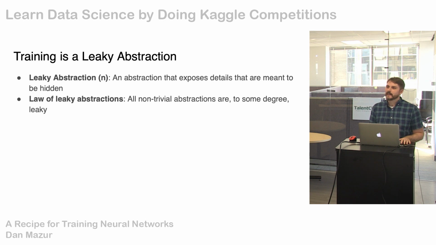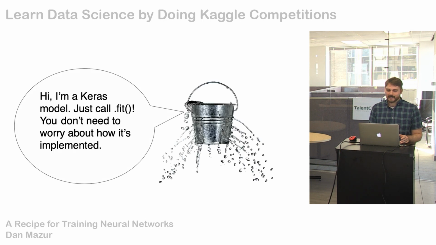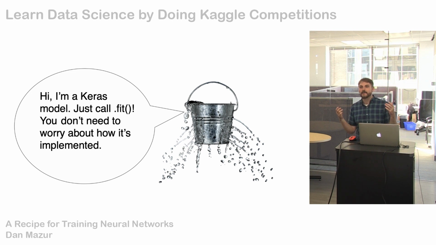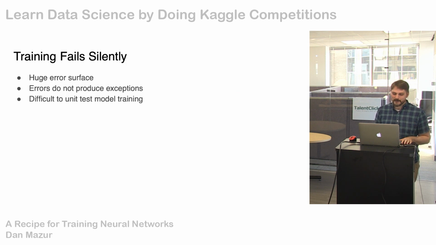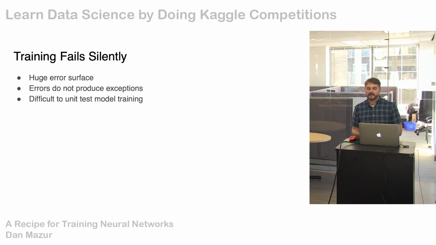That means that it always matters a little bit how that abstraction has been implemented. You can always get some information out about that. So there's no perfect solutions. And it's certainly true that when you're fitting these neural network models, these abstraction leaks become really important. What you'd like is to just have a fit method, and you call it, and now you have a good model. And it doesn't work quite that easily. So this is my illustration of a leaky bucket saying it's a Keras model, just call .fit, you don't need to worry about how it's implemented. That's not the case at all. You do need to worry about how .fit works underneath the hood.